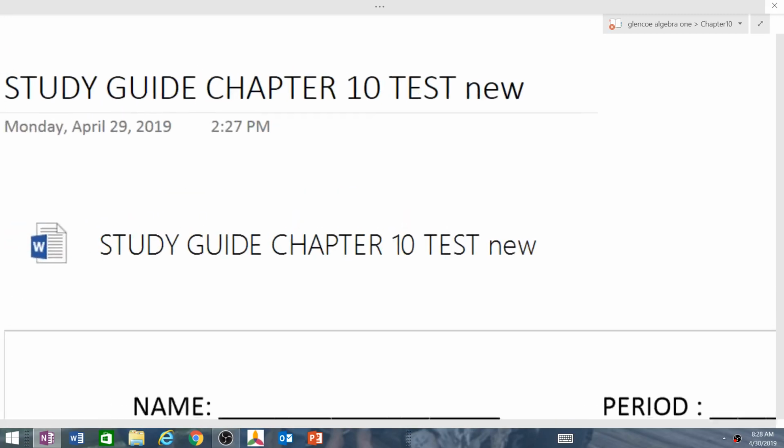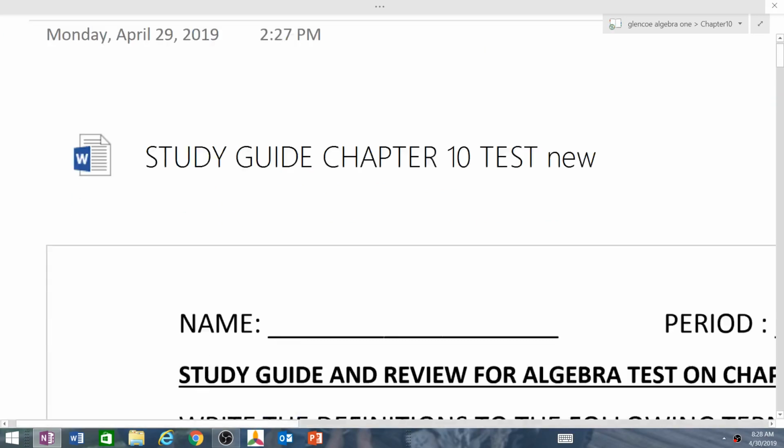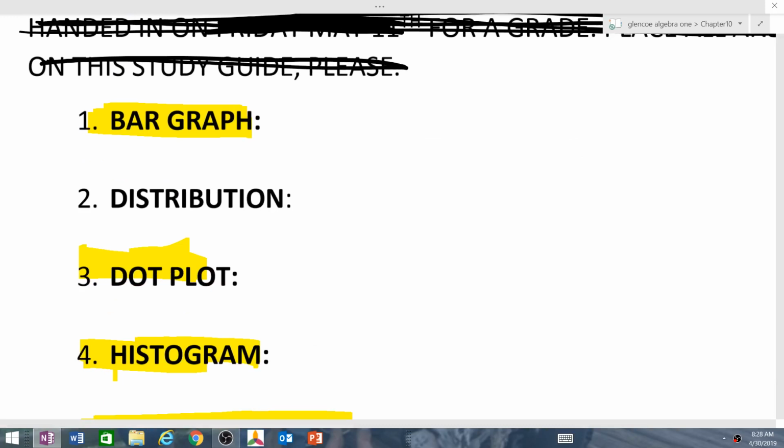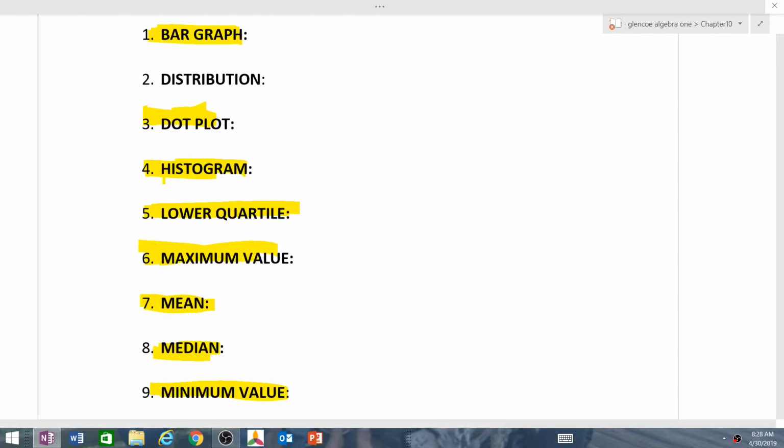This is the study guide for Chapter 10, Test Review. The test covers 10.1, 10.2, and 10.3. There is a vocab section, so I've gone ahead and highlighted some words for you. Make sure this section is going to be a fill in the blank. There is not a word bank.